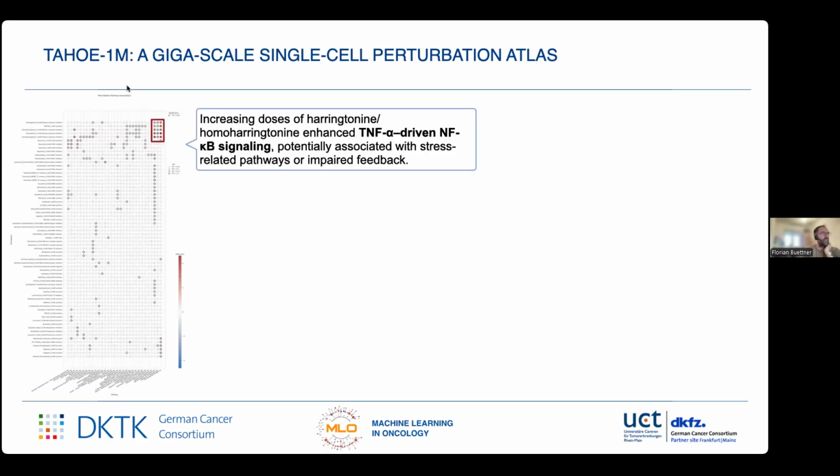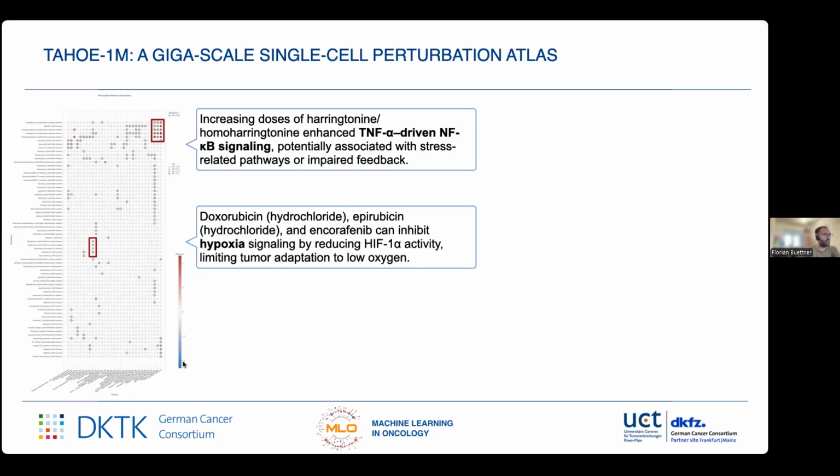And for example, what we have here is increasing doses, because in the tau data you have not only different drugs, but also different doses. So you have increasing doses of Harrington-9, homo-Harrington-9, which all regulate TNF-alpha and NF-kappa B signaling, which correspond to the pathway shown below here. If you look at this group of drugs, these are doxorubicin, epirubicin, and sorafenib, and the pathway is hypoxia, and they are all known to regulate hypoxia. So we recovered that as well.